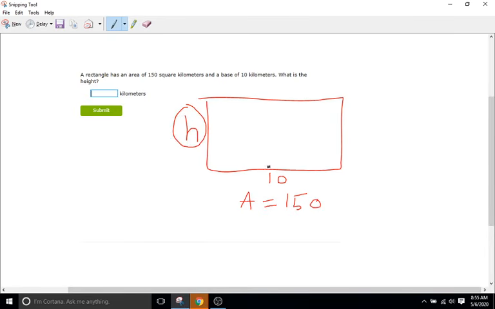Okay, so remember, 10 times h, or 10 times our height, is going to be 150. So what you can do is you can work backwards. You can divide it. So 150 divided by 10. And most of you probably know that you can just remove the zeros. And so all you have left is 15.